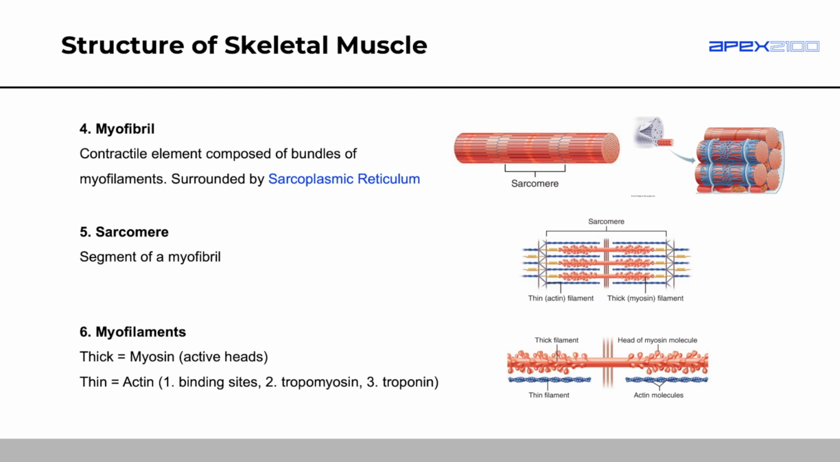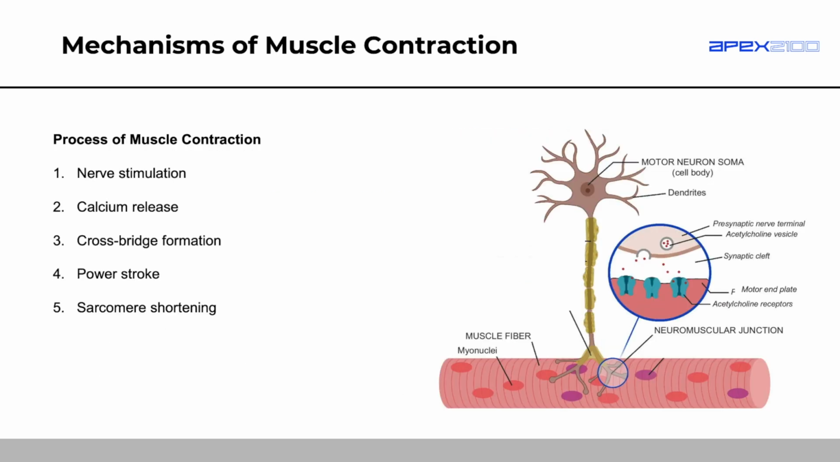And on the actin, we have a few important structures that we're going to take a look at a little bit deeper when we get to topic number 4. But on the actin, we have binding sites, we have tropomyosin, and we have troponin. And I'm not going to get too deep into that in this session.